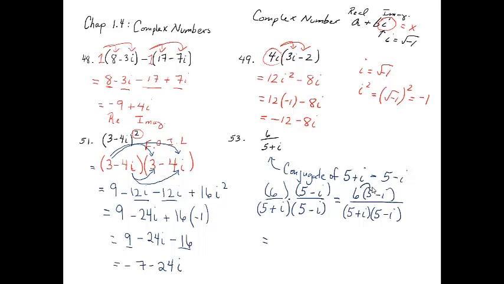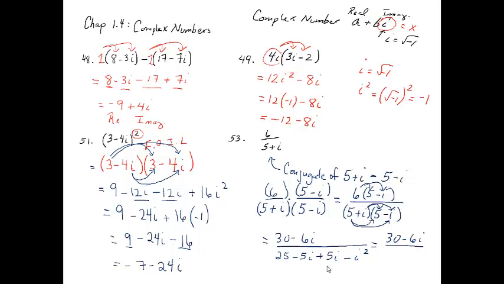Well, the top, I'm going to distribute this 6, and I'm going to end up with 30 minus 6i. Divide by, well, the bottom is just like number 51. I have to FOIL or distribute over the addition and subtraction signs. So I'm going to have a 5 times 5, which is 25. 5 times negative i, which is negative 5i. i times 5, which is plus 5i. And then i times negative i, which is minus i squared. If we're lucky, we won't run out of room. We'll see. So the top is still 30 minus 6i.